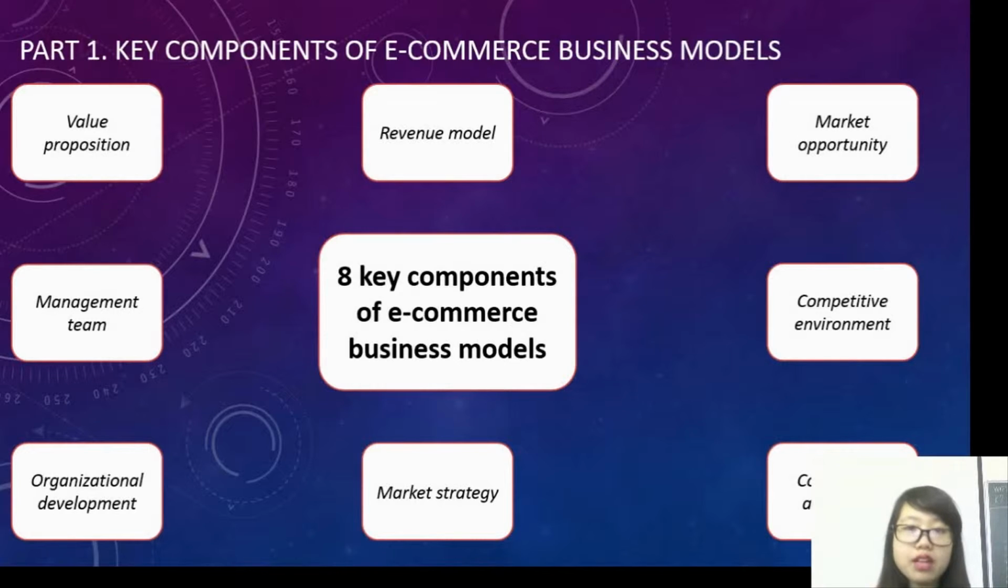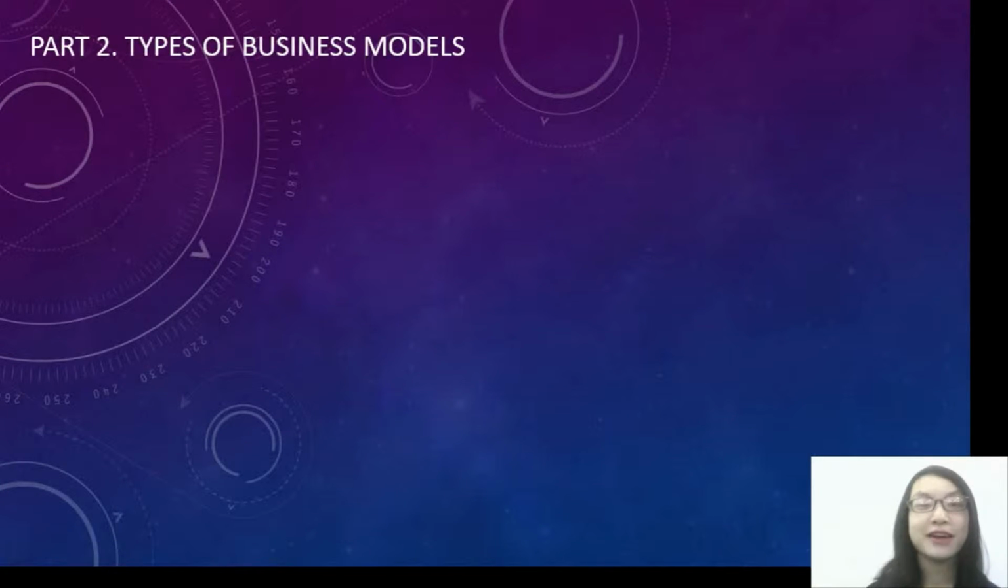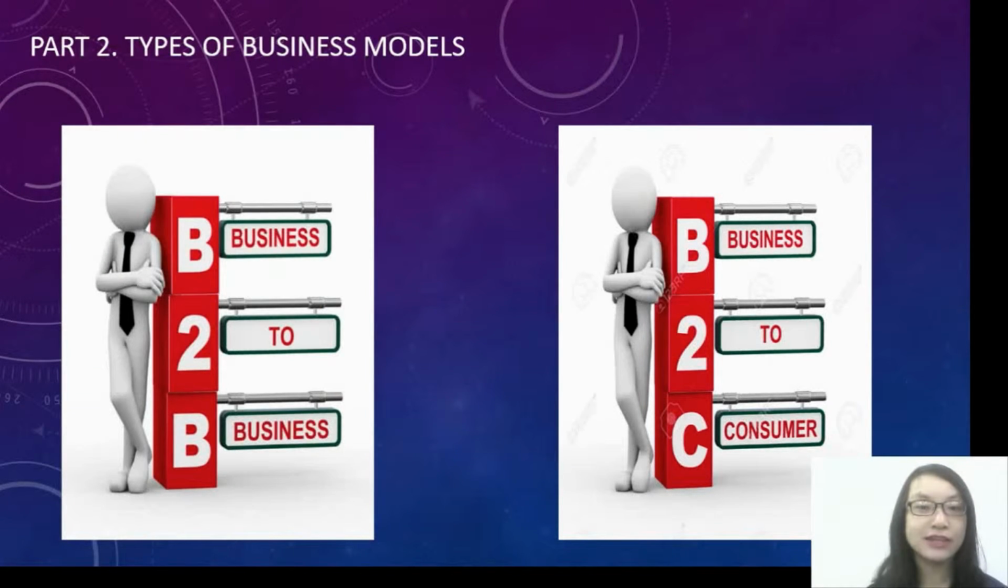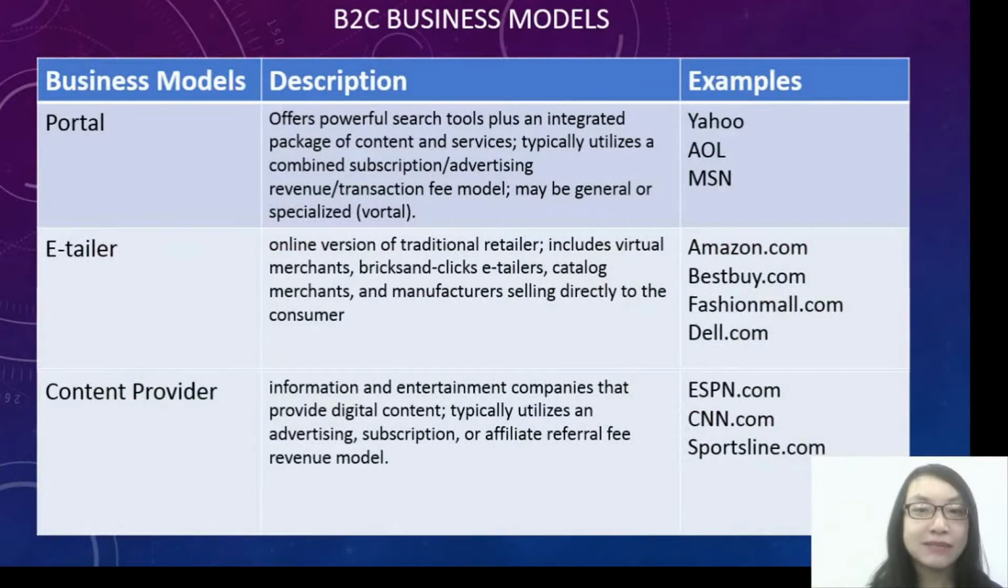And now let's move to part 2. Hi, I'm Phương Anh, and today I want to tell you about 2 types of business. The first one is business to business, and the second one is business to consumer. About business to consumer, that's where the online business seeks to reach individual consumers. That is the most well-known and familiar type of e-commerce. There are a number of different business models being used in the B2C e-commerce arena. I want to list only 3, such as portals, e-tailers, and content providers.